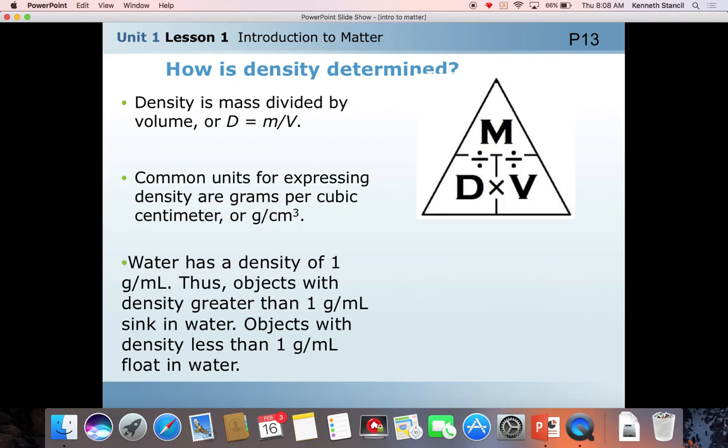Okay? Here we've got mass divided by density. Density times volume equals what? It's the manipulation of the formula. I would make sure I understood how to use that.